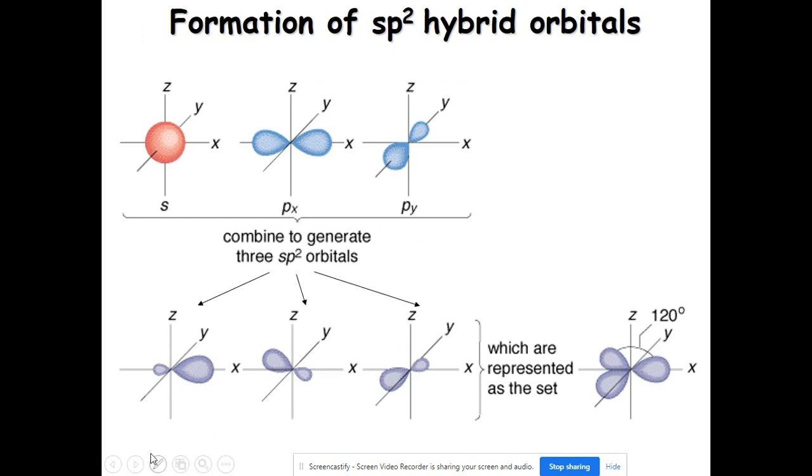Okay, the next type is sp2 hybrid orbitals. So here we take a single s orbital. We take two of the p orbitals, and these overlap to form three sp2 hybrid orbitals, which allow us to form this trigonal planar shape with 120 degree bond angles.